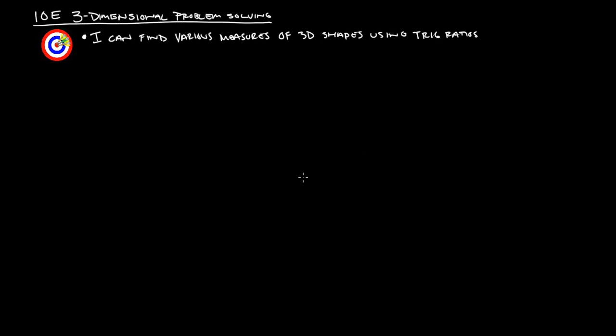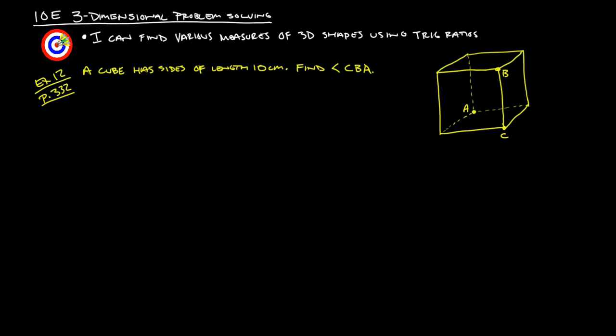I'm going to take you through the 10 notes on three-dimensional problem solving. At the end of this, you should be able to say that I can find various measures of 3D shapes using trig ratios. All right, so let's jump straight into some examples.